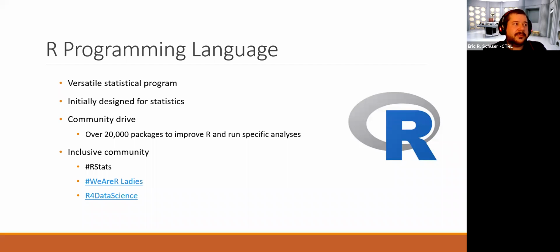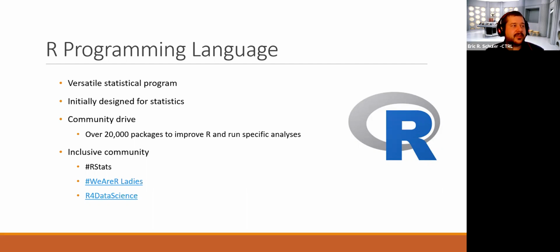There are different packages, like time series, multidimensional scaling, IRT, a whole wide range of different statistics, as well as GIS. It can do some different spatial statistics. It can use rasters. So it's really, really versatile. And it's really community driven. Again, over 2,000 R packages that really increase the versatility and the breadth of R functions. And the inclusive community. There's hashtag RStats.